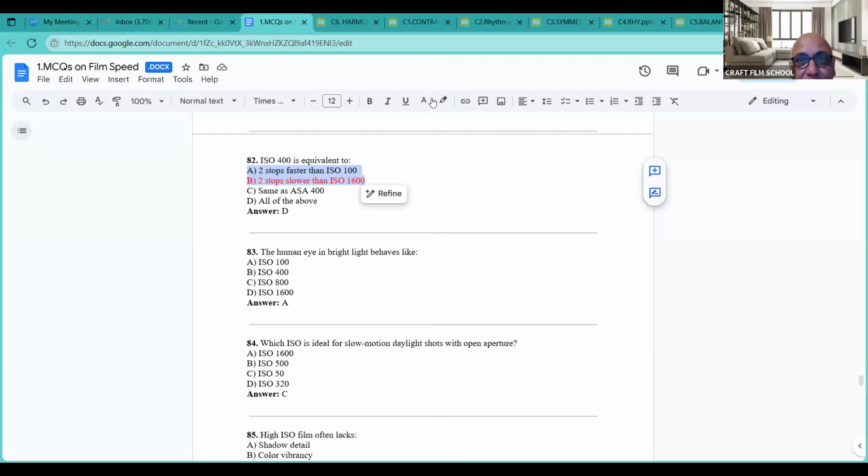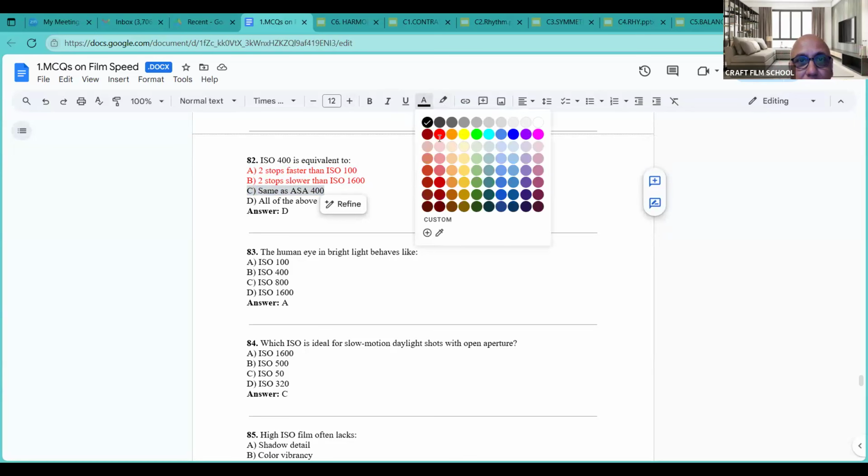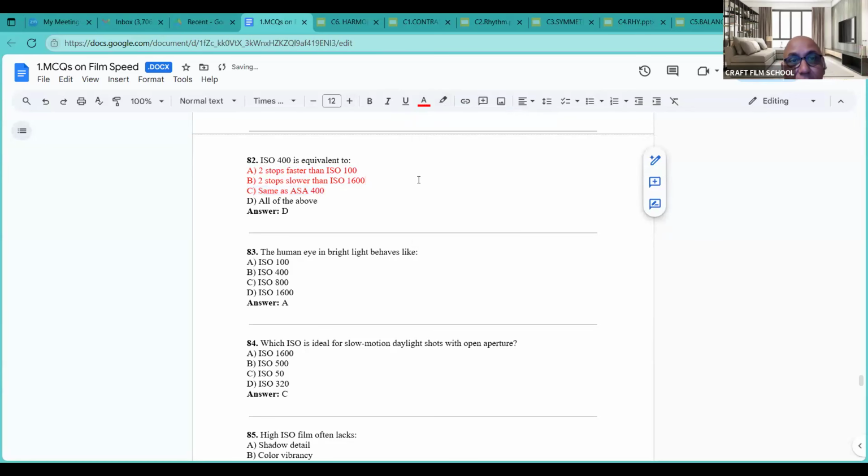Let me just reformulate the question. A and B are both correct right now because 2 stops faster than 100 is 400, and 2 stops slower than 1600 is 400. Same as 400, equivalent to 400. This is also correct. And D, all of the above. Now the question is correct. Now the D answer is correct because I changed that 3 stops to 2 stops. Is it clear to everybody?